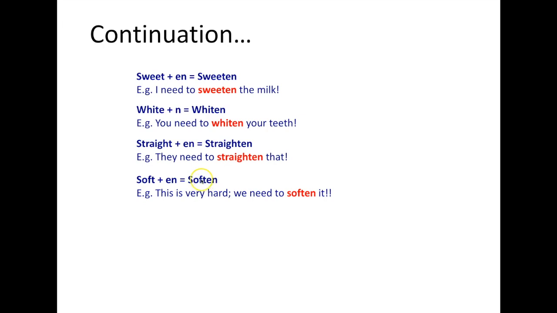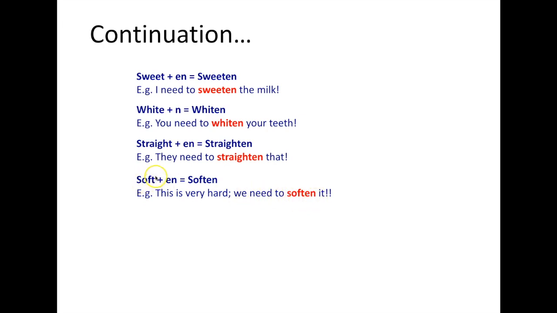Don't forget that here the T is silent. We don't say "soften" with the T. Some people do, but I prefer to say "soften" without it, okay? So I don't pronounce the T. The example is, this is very hard, we need to soften it, okay?